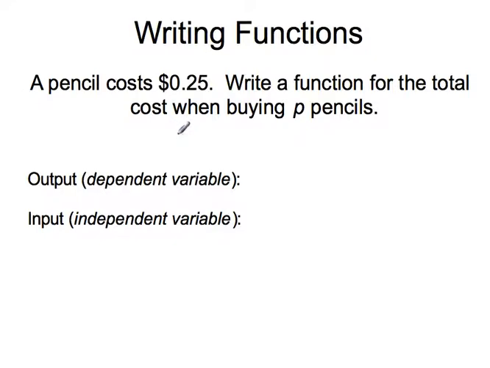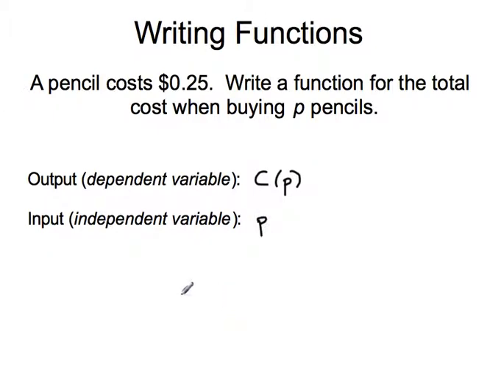Alright, let's look at the situation where pencils cost 25 cents. What would be the function for the total cost when buying P pencils? So we have two variables, total cost and the number of pencils that we're going to buy. The first thing we should identify is what depends on what. Does the cost depend on the number of pencils, or does the number of pencils depend on the cost? And hopefully you come up with the cost depends on the number of pencils. So my output, my dependent variable, is cost, and it depends on the number of pencils. The input, the independent variable, would be just the number of pencils.